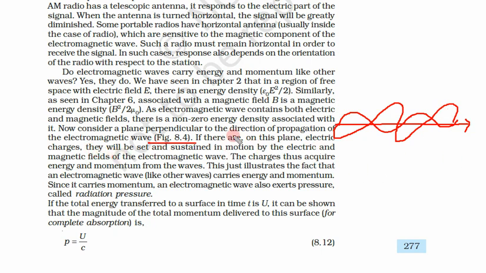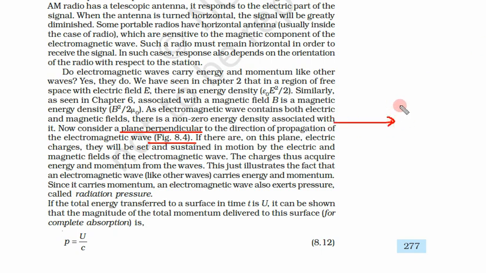this plane is perpendicular to the direction of propagation. Let me show this wave just by this line. So this is our wave going, and there is a plane, which is perpendicular to the propagation of this wave. Suppose there are electric charges on this plane, and the wave is going perpendicular to this plane.